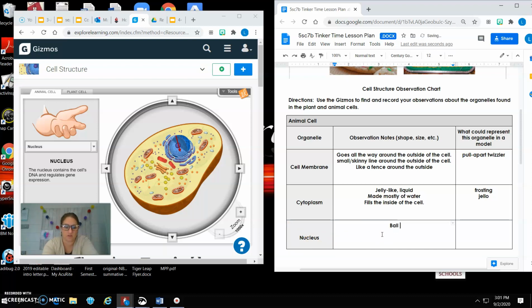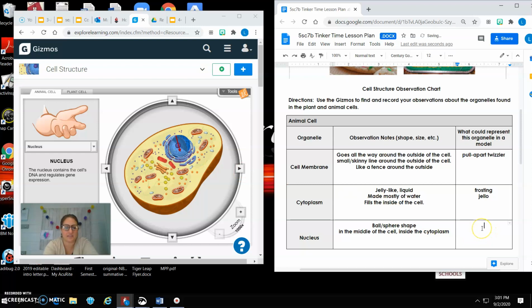Well, it's a ball or sphere shape, and it is in the middle of the cell, or I could just say inside the cytoplasm. Okay? And then, now let me think about, okay, if I were using a cookie and I was going to use the pull-apart Twizzler for the cell membrane and the Jell-O or the frosting for the cytoplasm, what could I use for the ball to put in the middle of the cell to be the nucleus?